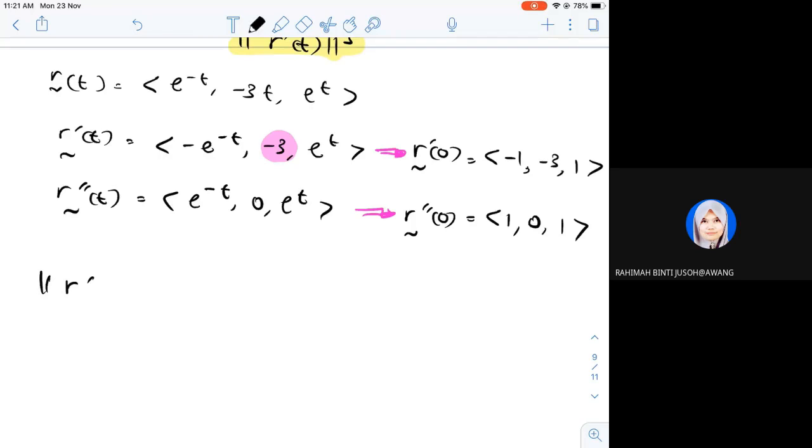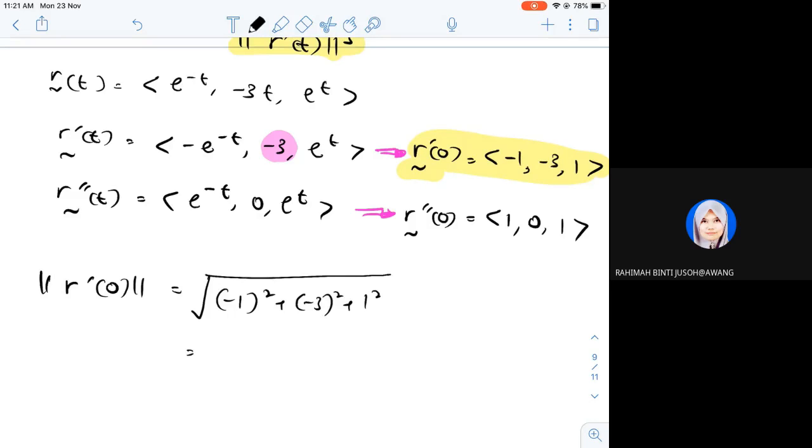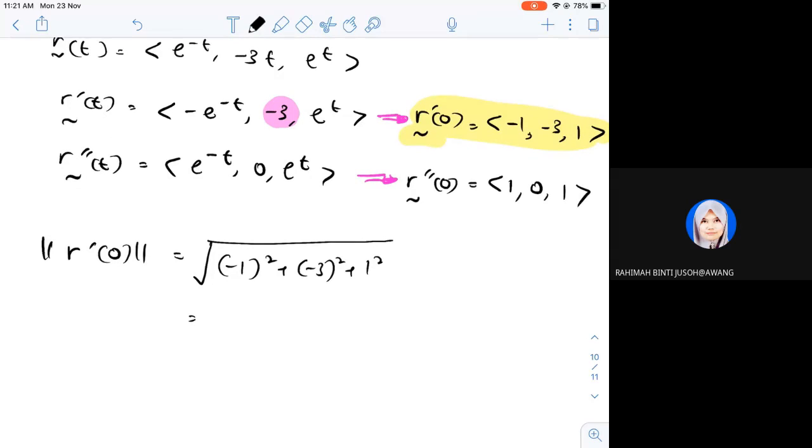We take this one straight away. R prime 0 is easy. So the magnitude of R prime 0 is equal to the square root of negative 1 squared plus negative 3 squared plus 1 squared. So we will have 3 squared is 9, 10, 11. Square root of 11, right?